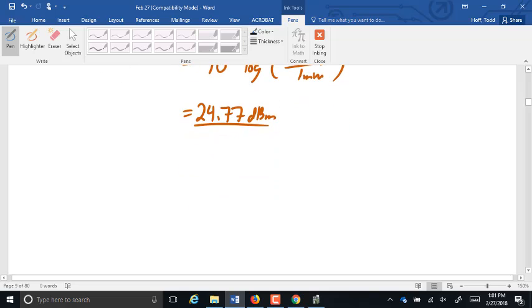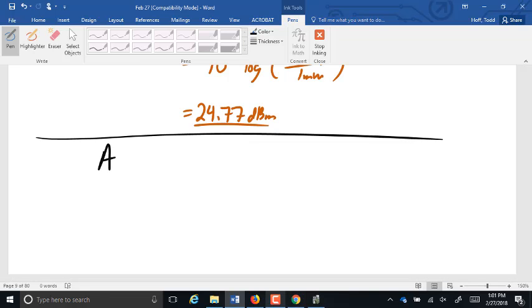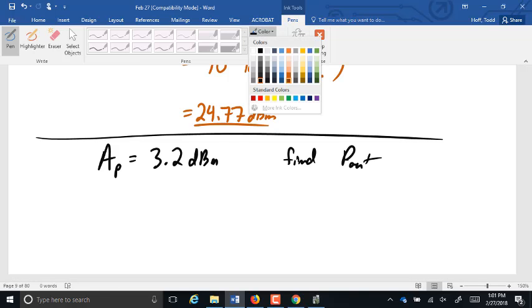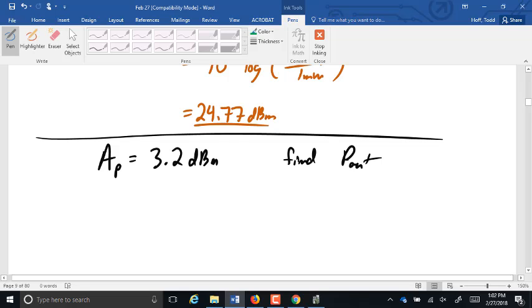What's that? So we've got a power level here, a power gain of 3.2 dBm. Find that output power. How would I set this up? P over 1. There we go.